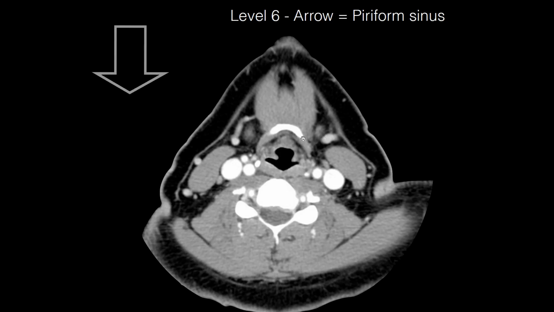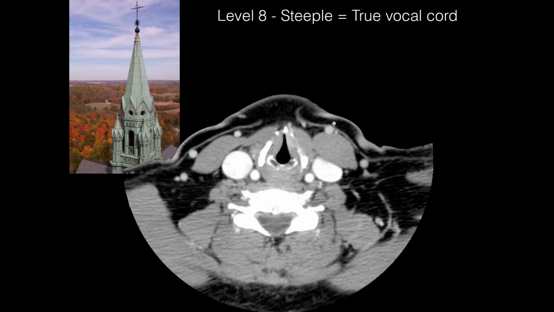And then we've got a bit of hyoid there, and the anterior belly of the digastric we've talked about. Next level, I'm jumping from 6 to 8. This level looks like a steeple to me, and this is the true vocal cord. It's a steeple because it's really pointy anteriorly. The anterior commissure at this area is really thin.